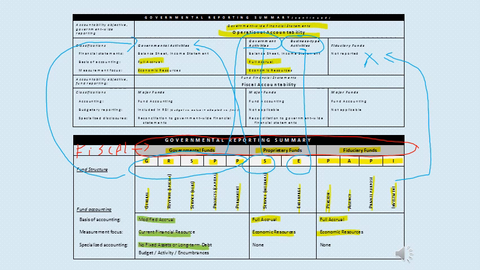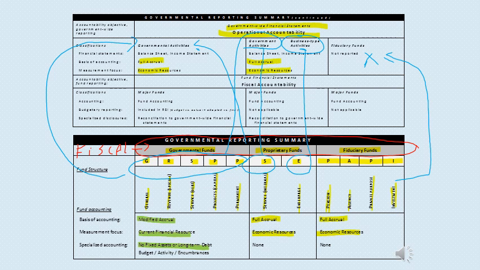So this is a pretty nice little slide. I think it gives you the mnemonic, tells you the categories of funds, governmental funds, proprietary funds, fiduciary funds, gives you the mnemonic, gives you what? General fund, special revenue fund, debt service fund, capital project fund, permanent fund, our governmental funds. Two proprietary funds, we have what?